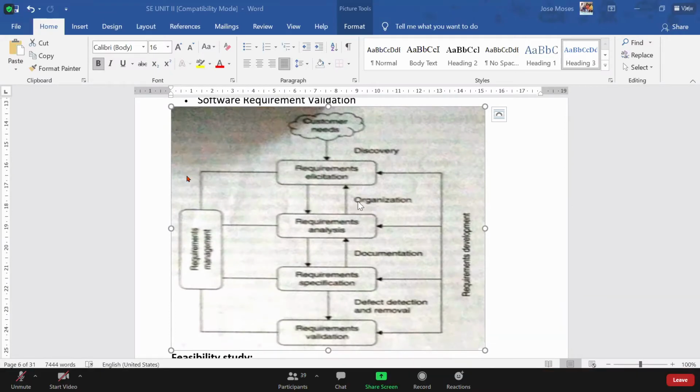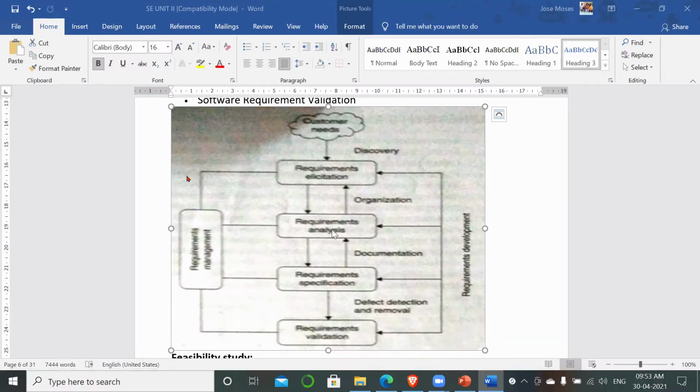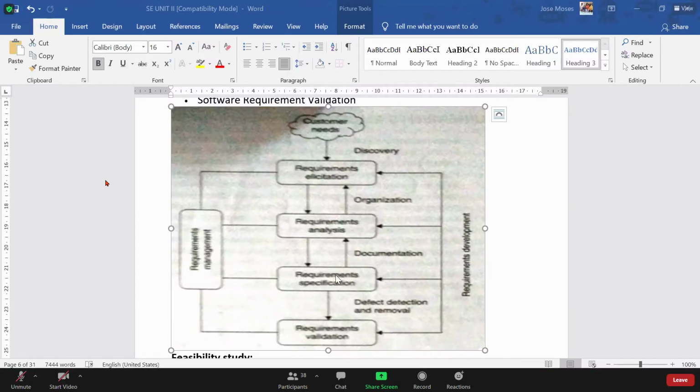Analysis part is nothing but organizing the data that they observed from the elicitation part. Okay, so you are organizing that in a systematic way, which has been transferred from elicitation. Once the analysis part is done, you keep that as documentation, which is called SRS in short, Software Requirement Specification.